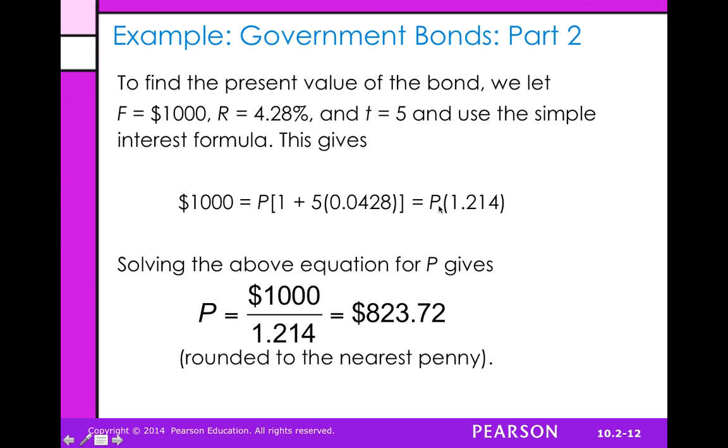So therefore I have the equation 1,000 is P times 1.214. Now just isolate the P. So you divide both sides of the equation by 1.214 and you get approximately 823.72. So what does that mean? That means that you will have to pay approximately $800 now in order to get $1,000 in the future, 5 years into the future.